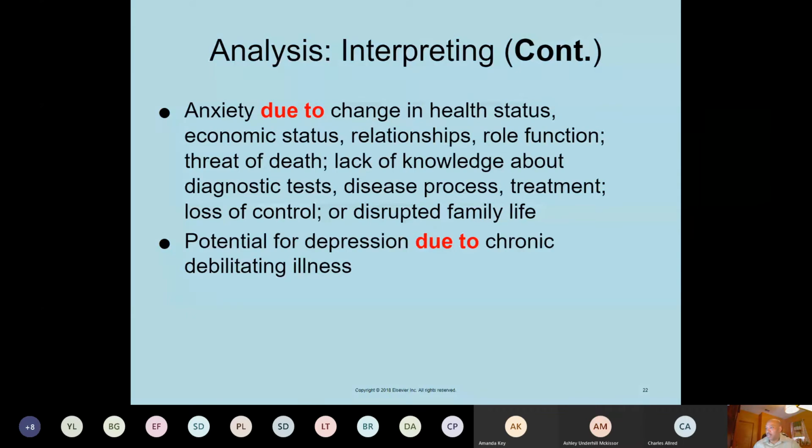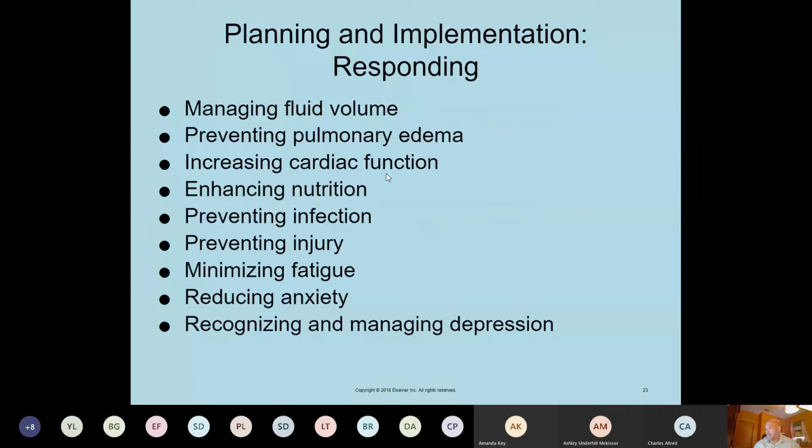Let's see, what is this? So this is fairly long here too. How much time we got? All right. So I'm going to go ahead and let you all read this information as well. I already have it written out for you.